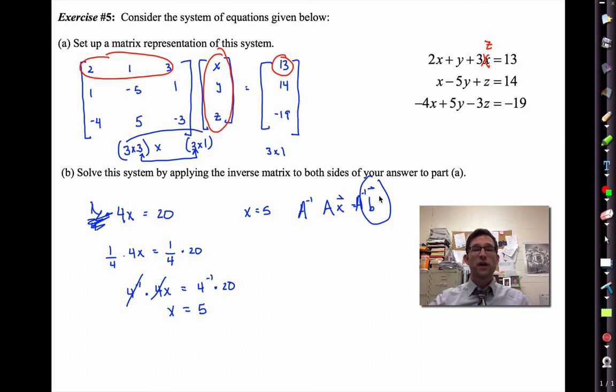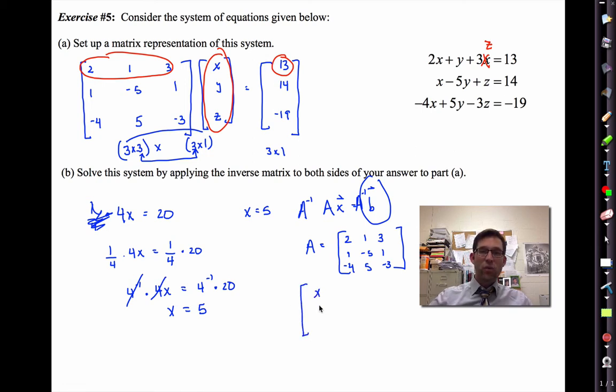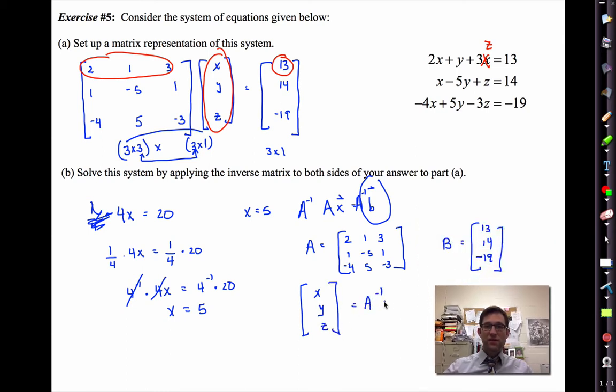Now notice I was trying to be very careful. I didn't put that multiplication on the right-hand side because multiplying two matrices is not commutative. So in your calculator, let's put in our big matrix A: 2, 1, 3, 1, negative 5, 1, negative 4, 5, negative 3. In B, let's put in 13, 14, and negative 19. And what we're going to find out is that x, y, z is just going to be A inverse times B.